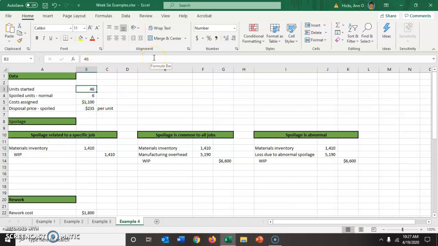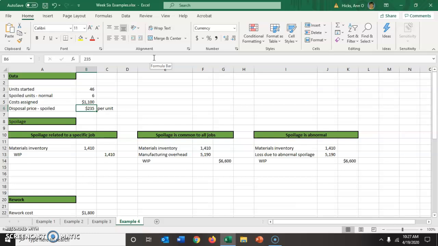We have 46 units that we started, 6 of which are spoiled, and we're assuming initially that that's normal spoilage. The cost for each of those 6 units that have been incurred or assigned thus far is $1,100. And we think we can dispose of them for $235 per unit. So, the defect, we can sell them at a lower price, we can sell them for parts, whatever.